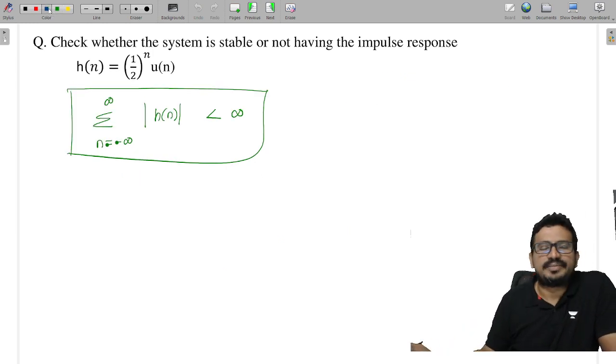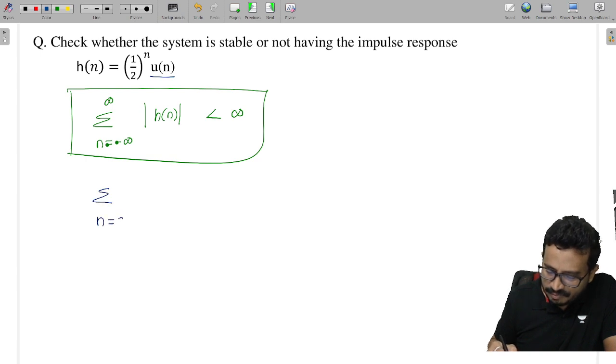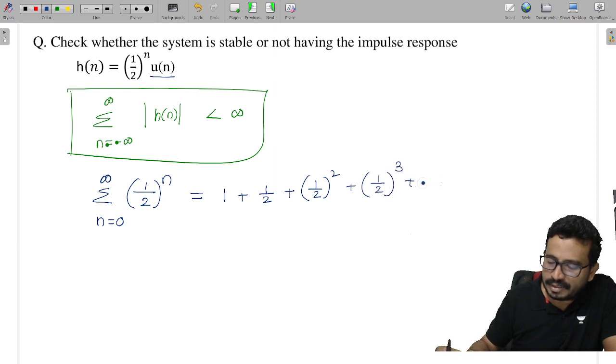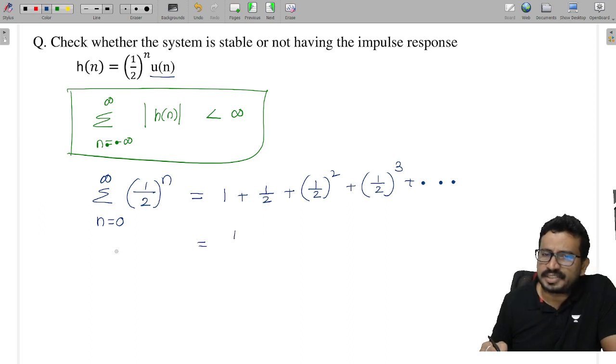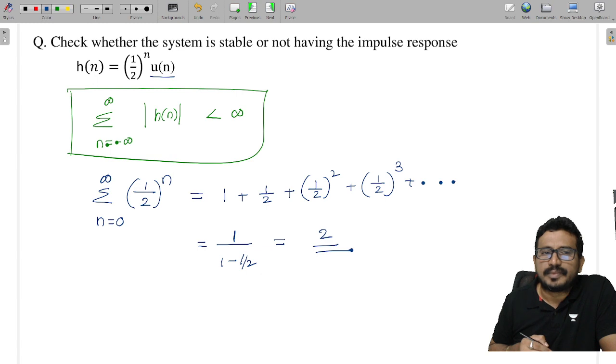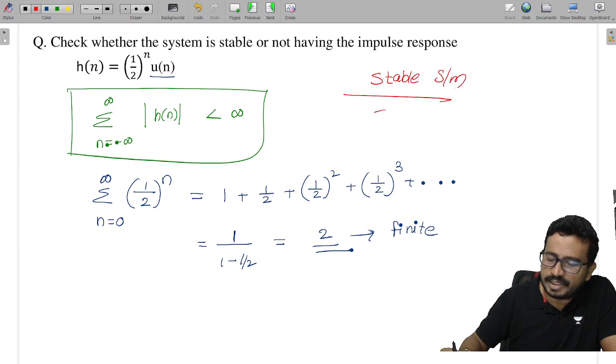Now you tell me, in this case we have u of n, so the limits I can say n is from 0 to infinity, of 1 by 2 whole power n. When n is equal to 0, we get 1, and then 1 by 2 plus 1 by 2 square plus 1 by 2 cube, like this. It is an infinite geometric series where mod r is less than 1, so the sum is a by 1 minus r, which gives 2. This is a finite value, so I can call the system stable.